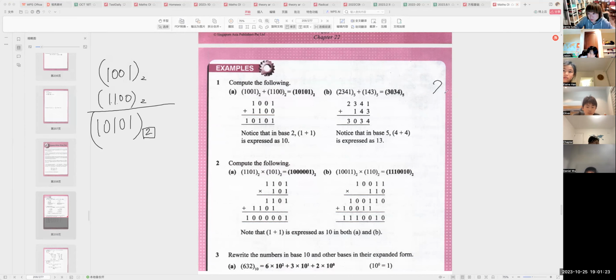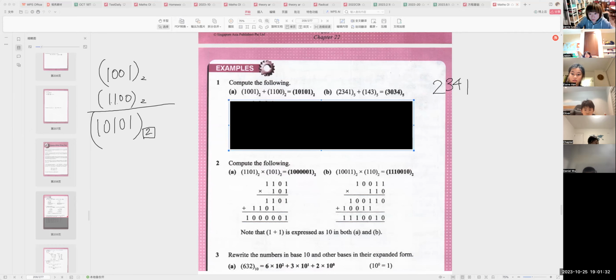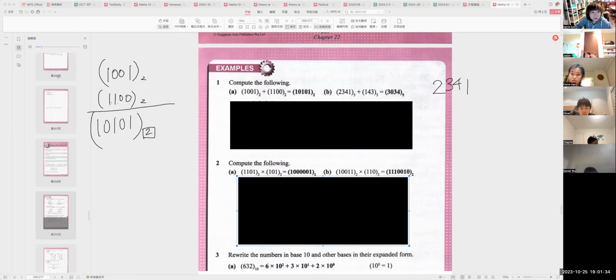Okay, so let's take a look at this one. 2341. Let's do it together. So 2341 base 5 plus 1435 base 5. When we're doing those questions in lane, you still need to make sure they're on the same line.